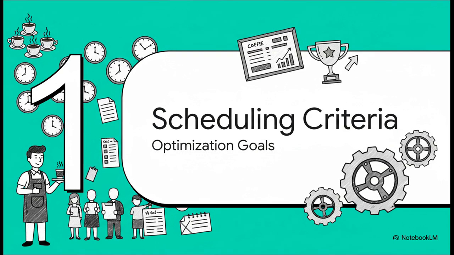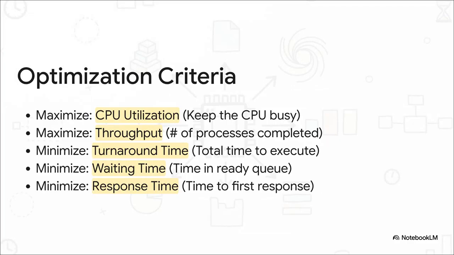Okay, so if we're the manager of this coffee shop, how do we even know if we're doing a good job? What makes a scheduling strategy successful? Well, before we can look at the different strategies, we need to know how to keep score. It really boils down to 5 key things you're trying to juggle.